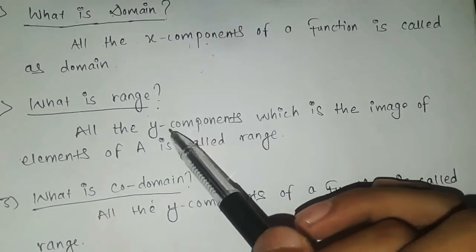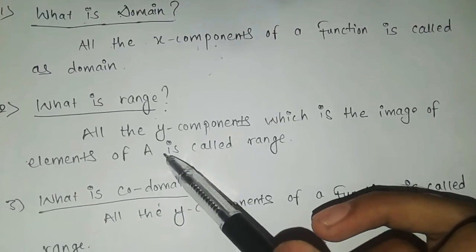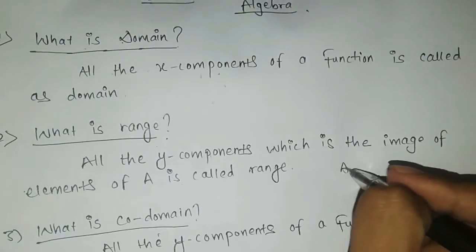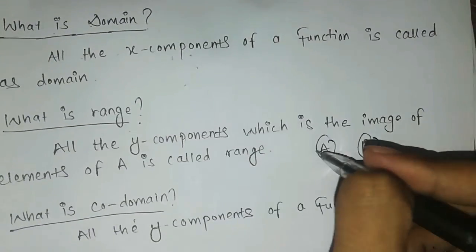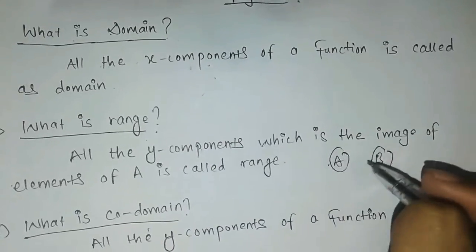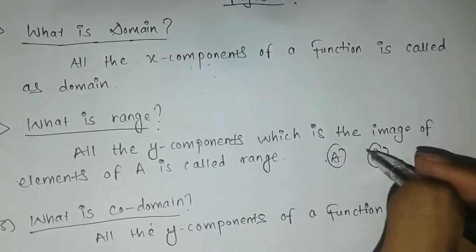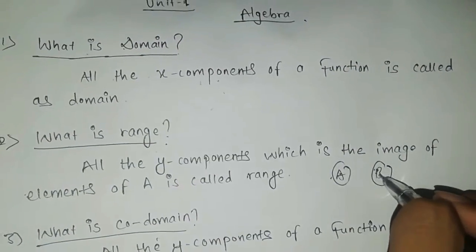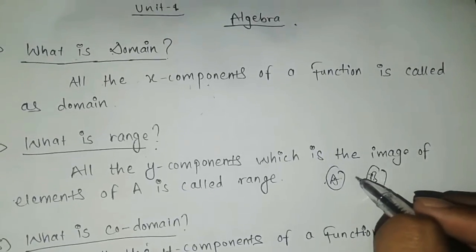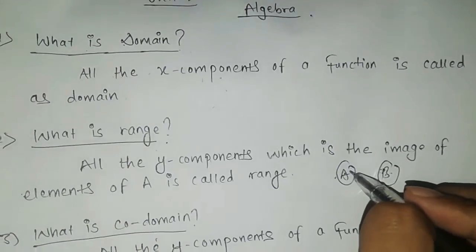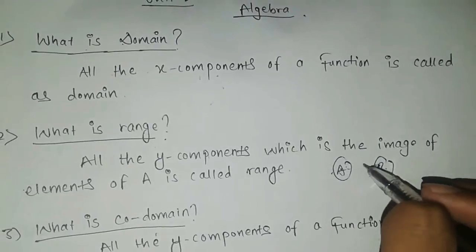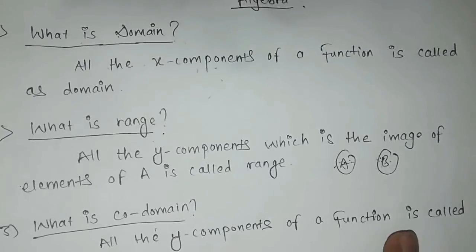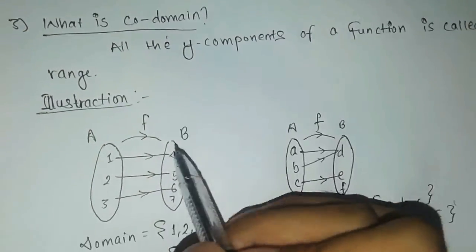So remember, range is all the y component which is the image of an element of B. In a function we have two sets, A and B, and they are connected with each other. Every element of A is connected with a unique element of B. Those elements of B that are connected with A are the elements of range. If you don't understand, no problem, we'll go with the example also.